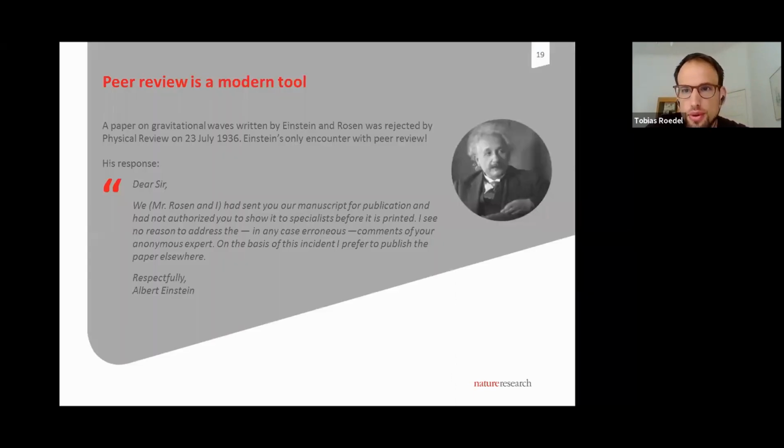And maybe just one anecdotal story. Peer review is now really the standard, unimaginable to have scientific publishing without it. But 80 years ago, this was very different. So I'll just read you a letter that Albert Einstein wrote to an editor. "Dear Sir, we had sent you our manuscript for publication and had not authorized you to show it to specialists before it is printed. I see no reason to address the, in any case, erroneous comments of your anonymous experts. On the basis of this incident, I prefer to publish the paper elsewhere."